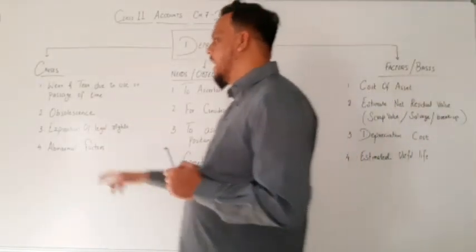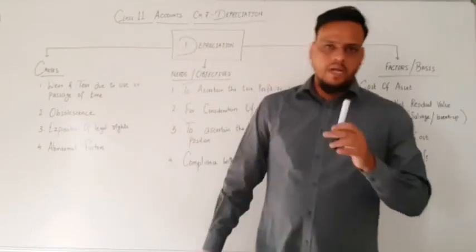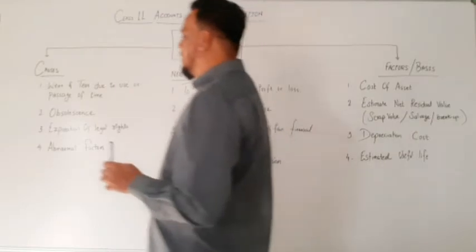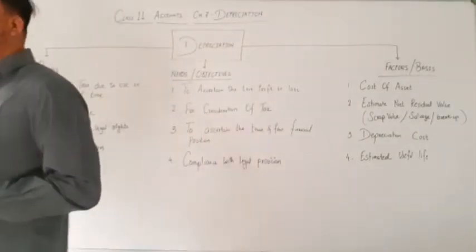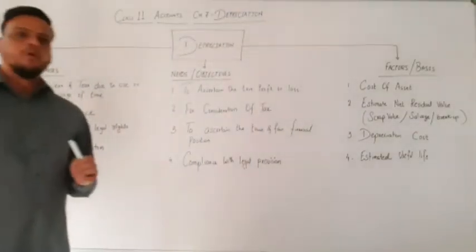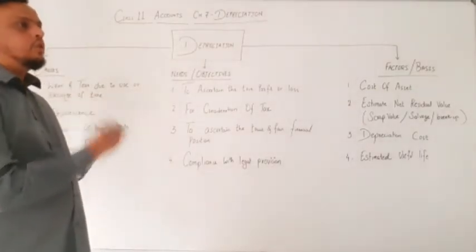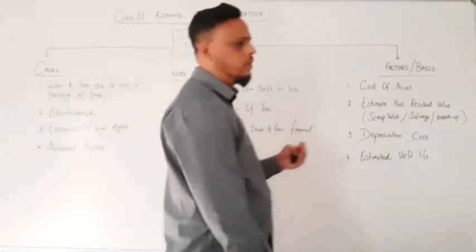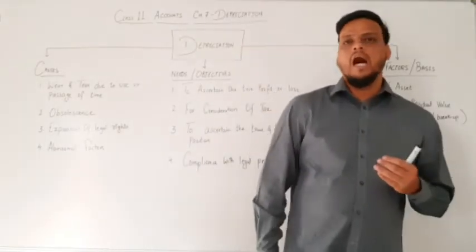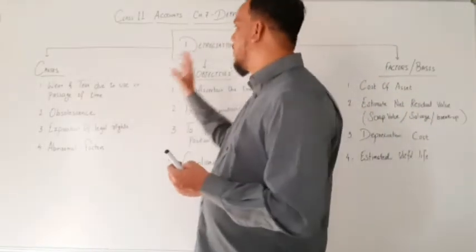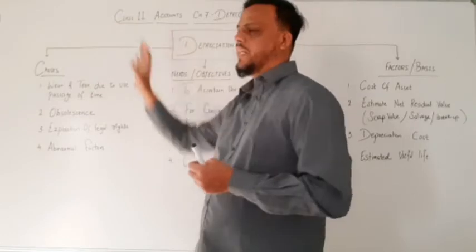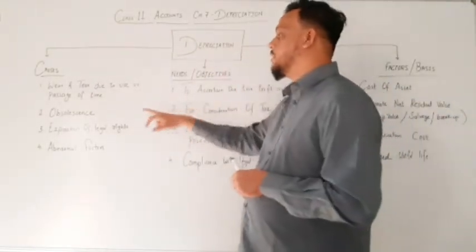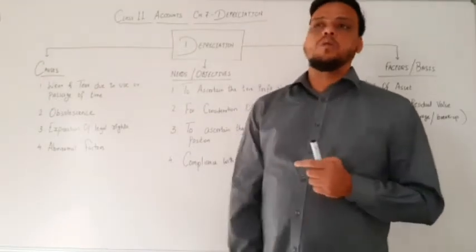Next point is obsolescence. As I already told you, what do you mean by obsolescence? Obsolescence is the process where the product becomes obsolete. What do you mean by obsolete? There is no use of that particular product, or we can say it is out of fashion. The product which is out of date, or not up to date, is no longer there. That's why depreciation helps us with this obsolete product.